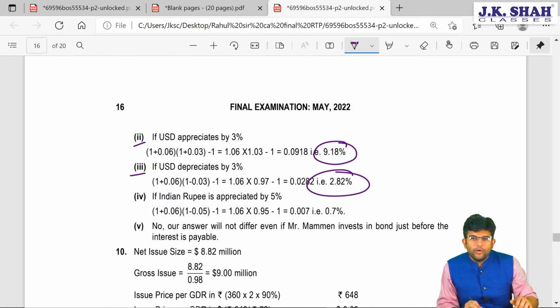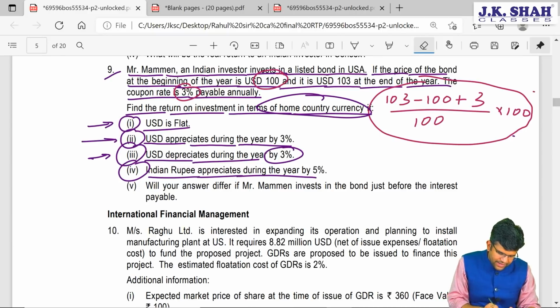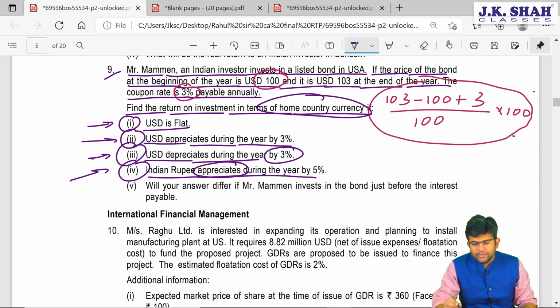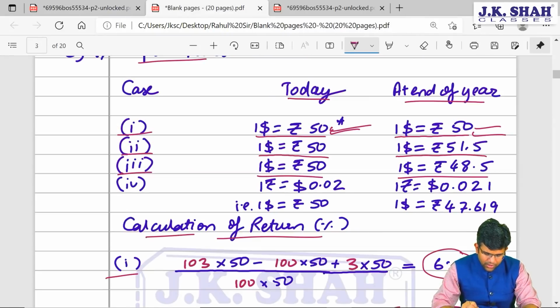Now students, moving on to the fourth point. What are they saying in the fourth point? They are saying, what if the Indian rupee appreciates by 5%? Now children, if Indian rupee is going to appreciate by 5%, we will have to first of all convert the spot rate to an indirect quote where rupee is the product and dollar is the price. So students, that's what we have done here.